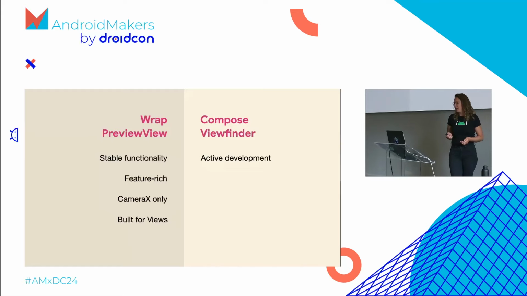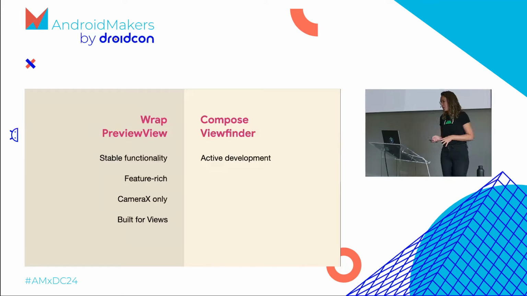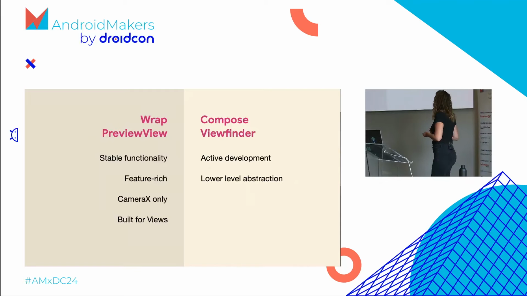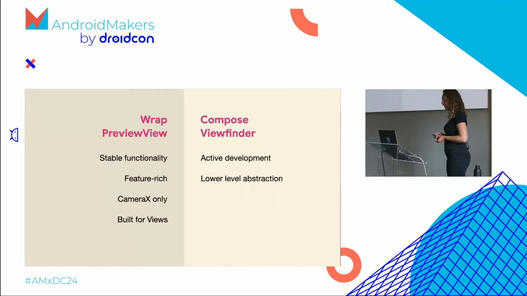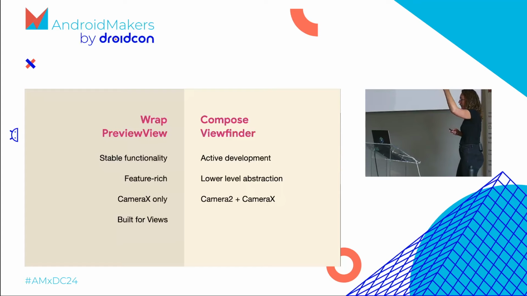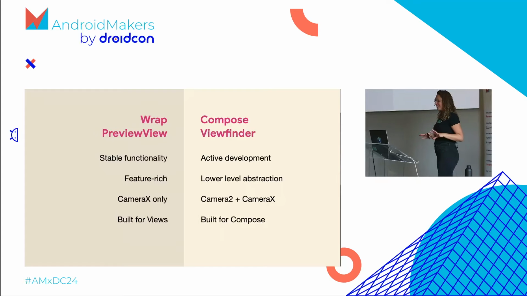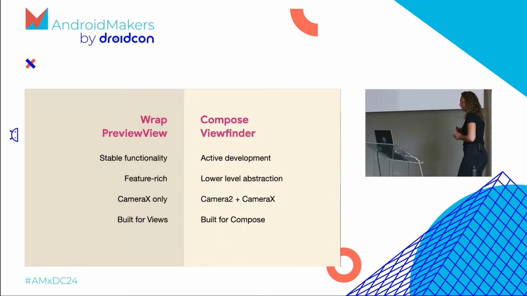Now the viewfinder artifact's under active development, and we're working towards that alpha. It uses a lower level abstraction, which can be difficult to deal with when you just start with it. But it does work with both Camera2 and CameraX, and we're going to be building more abstraction on top of it. So although it's not ready for production yet, I would ask you, please try it out and give us feedback on it.